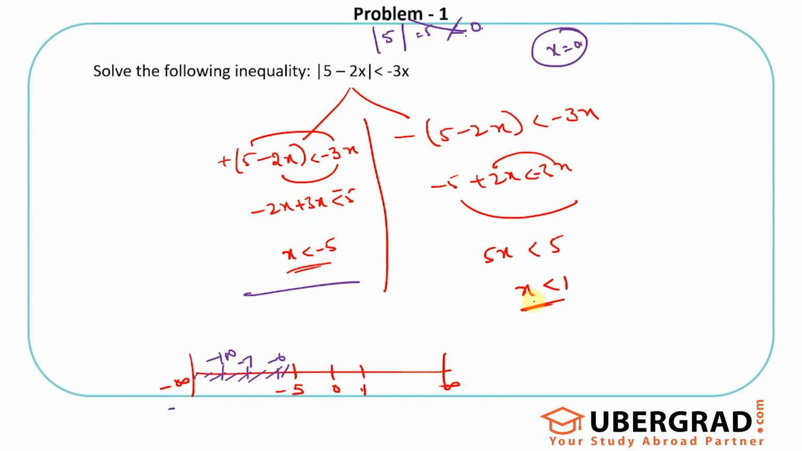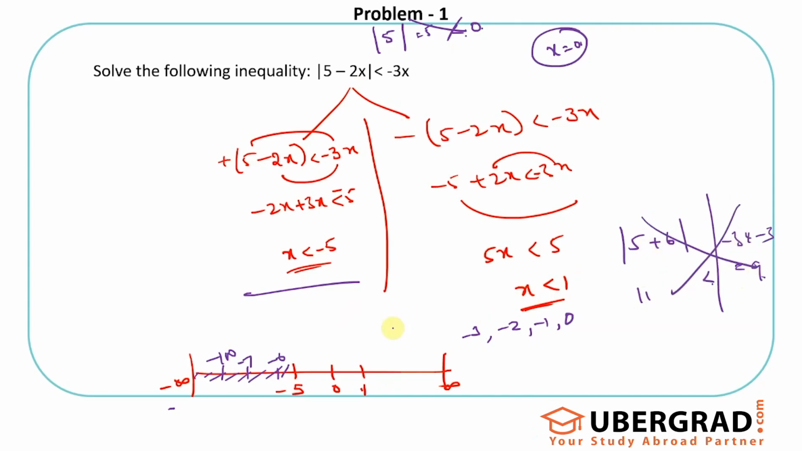Right, as I was showing, if x is less than 1, that means x can be 0, can be minus 1, minus 2, minus 3. Let's put minus 3, for example. What do I get? Mod of 5 minus of minus 3 into 2 will be 6, so 5 plus 6, it is 11. What is the RHS I am getting? Minus 3 into minus 3 is 9. Is this true? No. 11 is not less than 9. This is also wrong. So this inequality seems to be a bit off in this case.